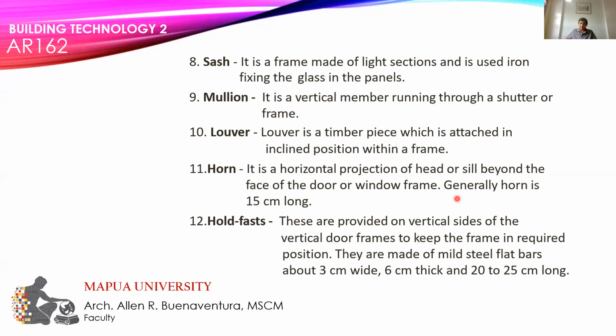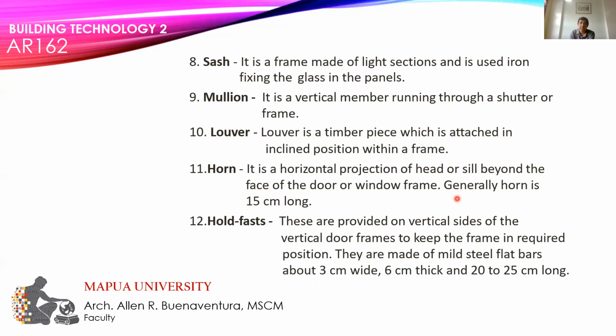The louver is a timber piece which is attached in an inclined position within the frame. You have also seen the louver in the previous slides. The horn is the horizontal projection of the head or the sill beyond the face of the door or the window frame. Generally, horn is about 15 centimeters long. This horn is the one attached to the top or the bottom part of the frame. If you want to attach it to a ceiling or a concrete hollow blocks wall, you need to extend it about 6 inches upward and 6 inches below. So that is the horn.